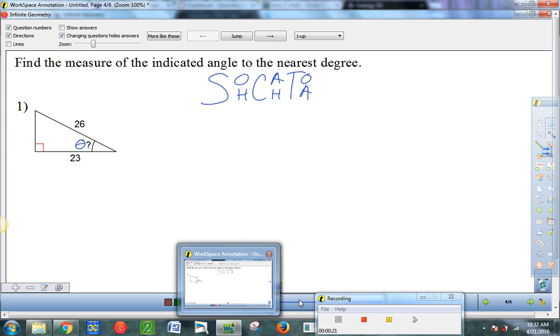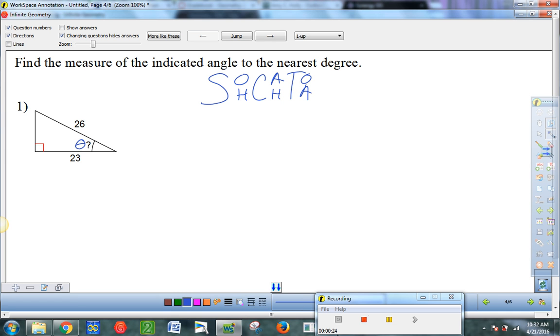What does H, O, and A stand for here? Hypotenuse. Which side is my hypotenuse? 26. 26, crossing the right angle, always your hypotenuse. What else? Adjacent. Do you know what adjacent means? You are adjacent to Olivia. You're next to her.